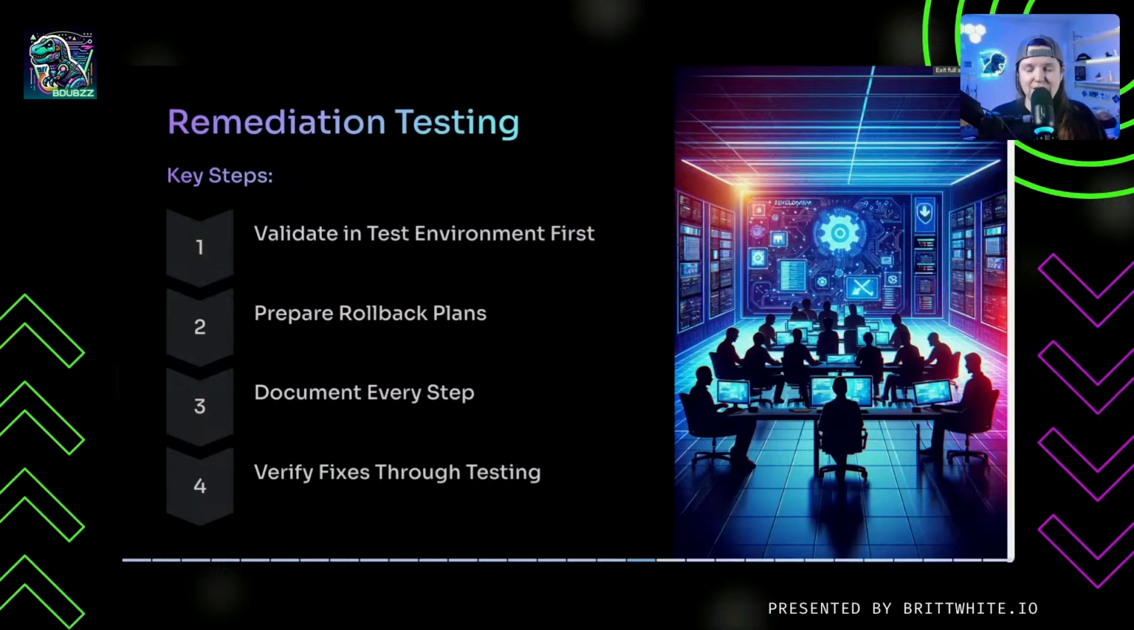First, always validate your changes in a development test environment before touching production. This provides a safe space to catch any potential issues. Then make sure you have your rollback plans ready to go. Think of it as your safety net if something does go wrong, so you can quickly restore your systems to their previous state. We must also document every step.